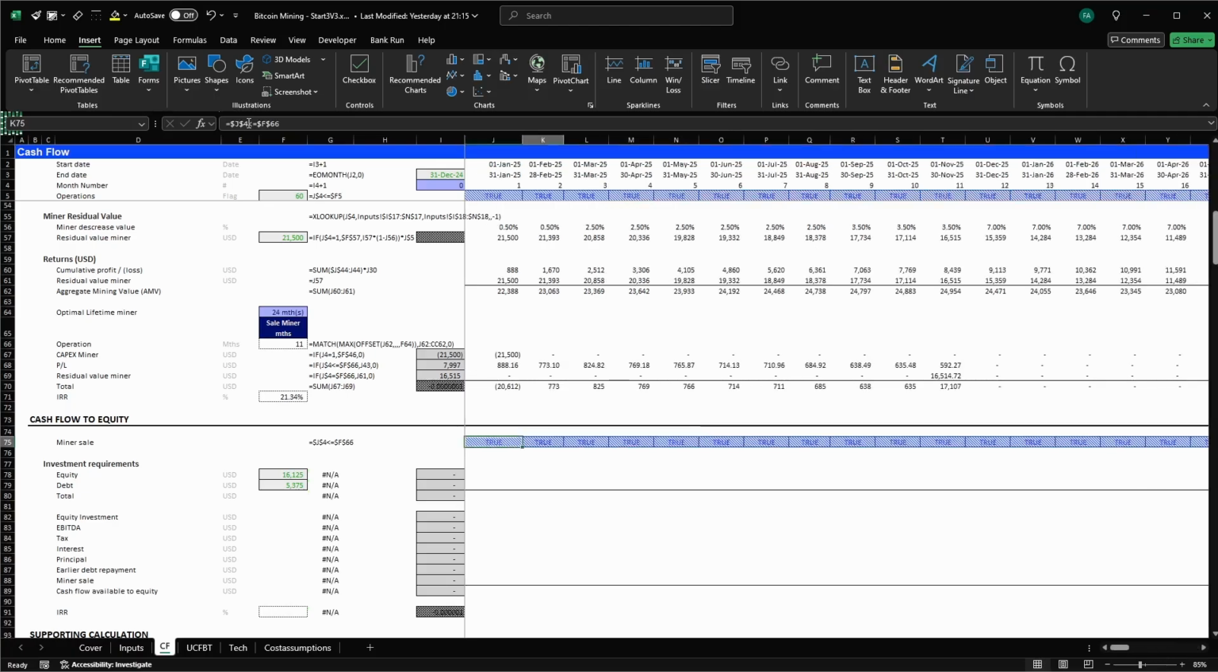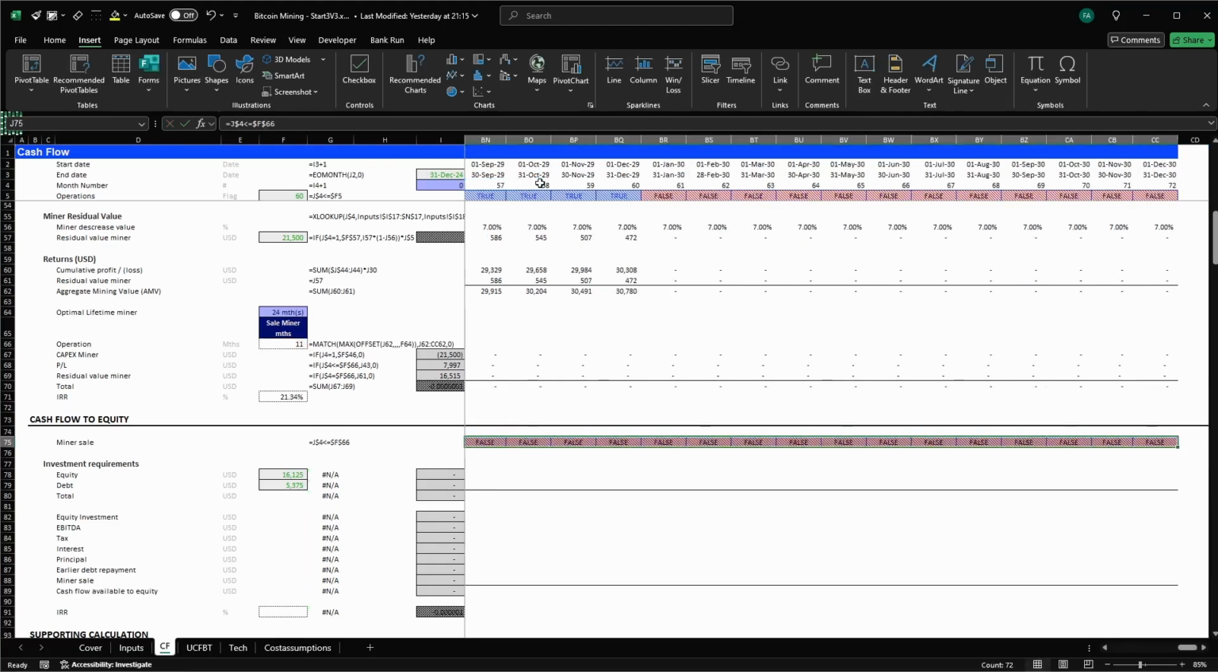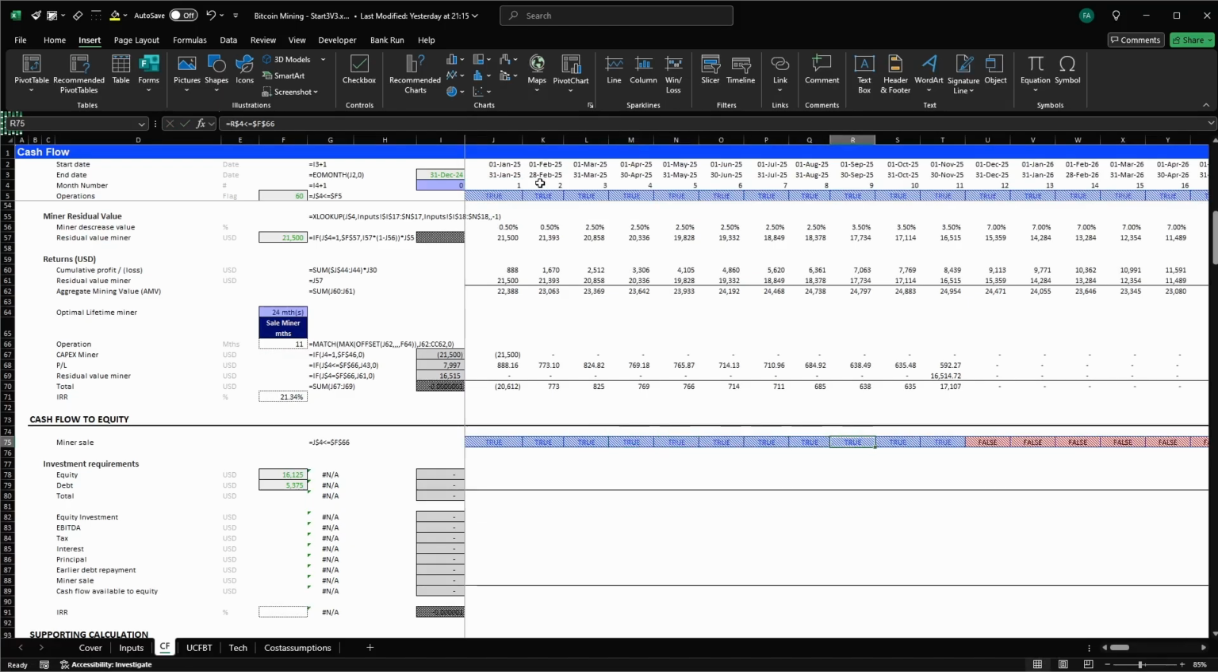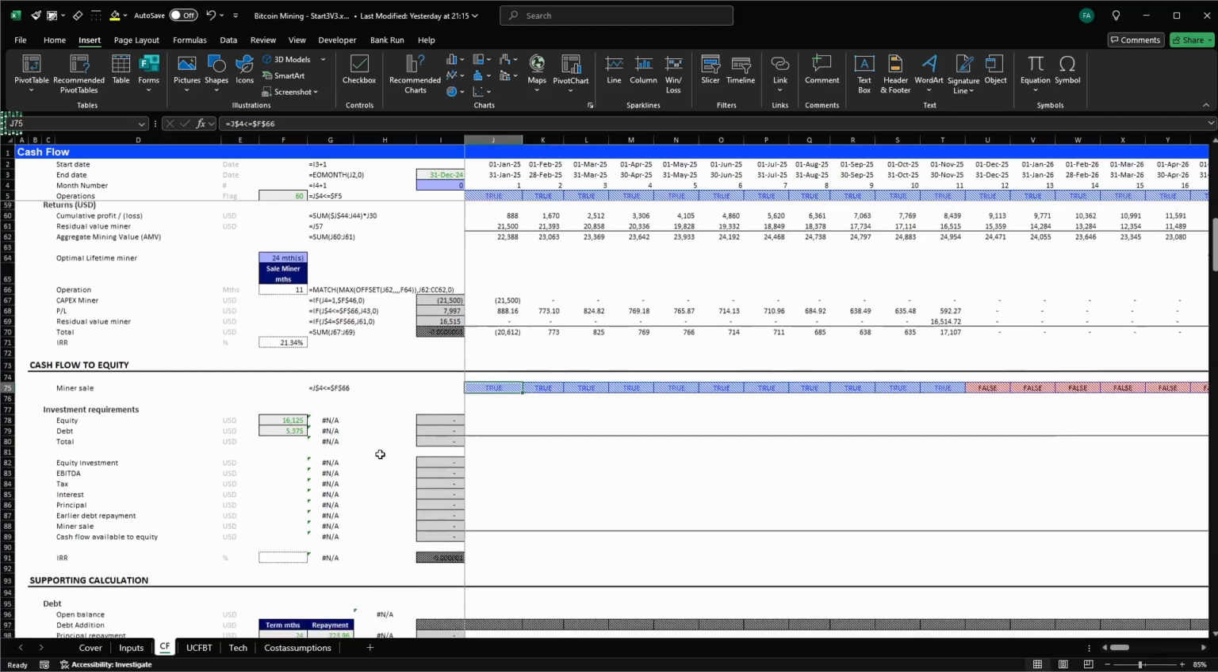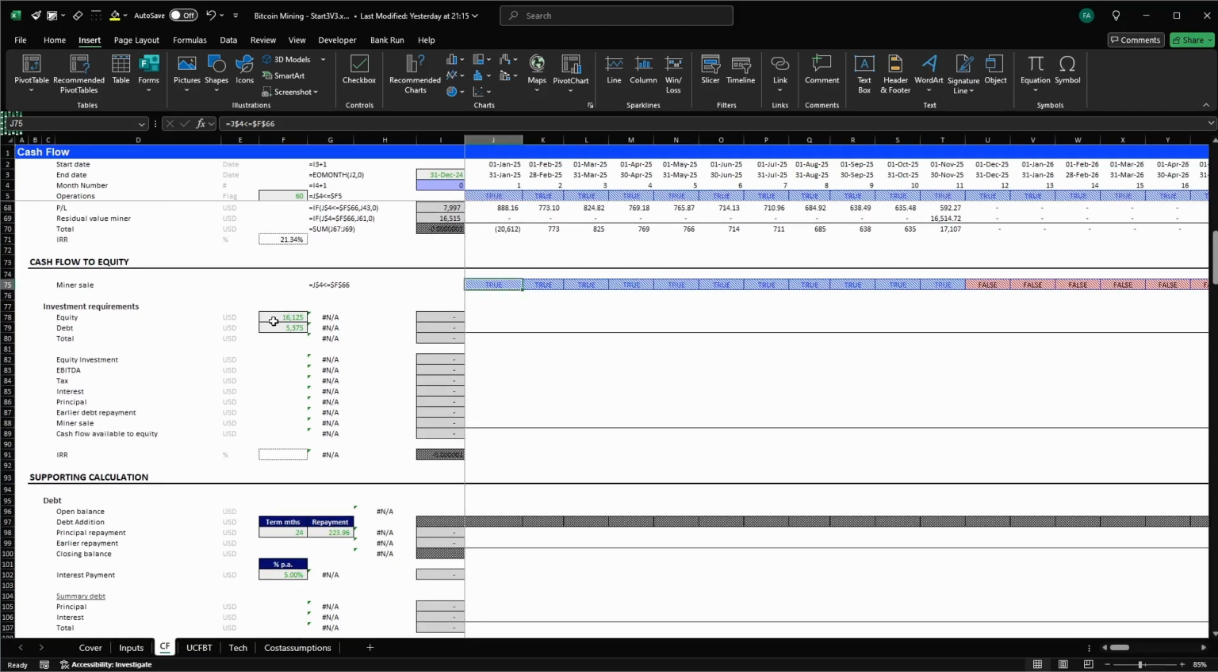Let's see. Yeah, of course I screwed up on this thing here. We should properly anchor. So now it's correct. Copy and paste, and here we go. Okay, so by the end of the 11th month, we're gonna make the sale of the asset. So after here, we no longer have the miner with us. Okay, so that's basically it. I'm going to scroll down.